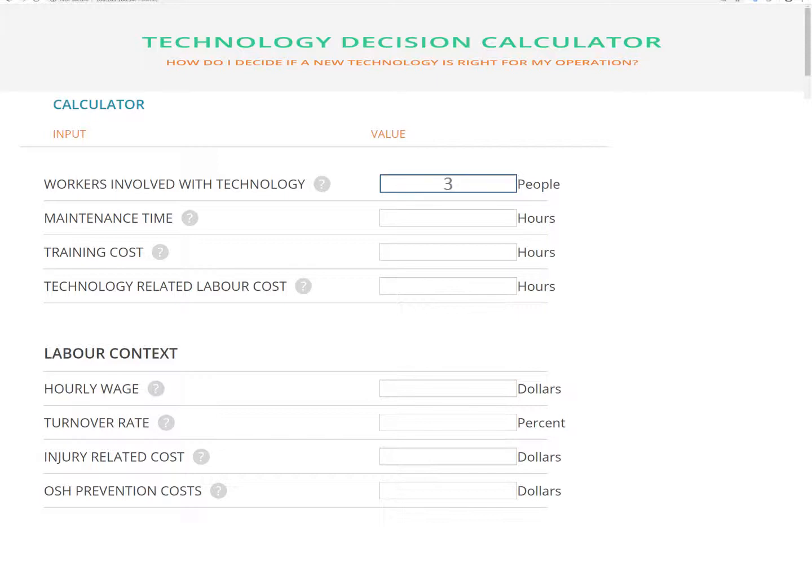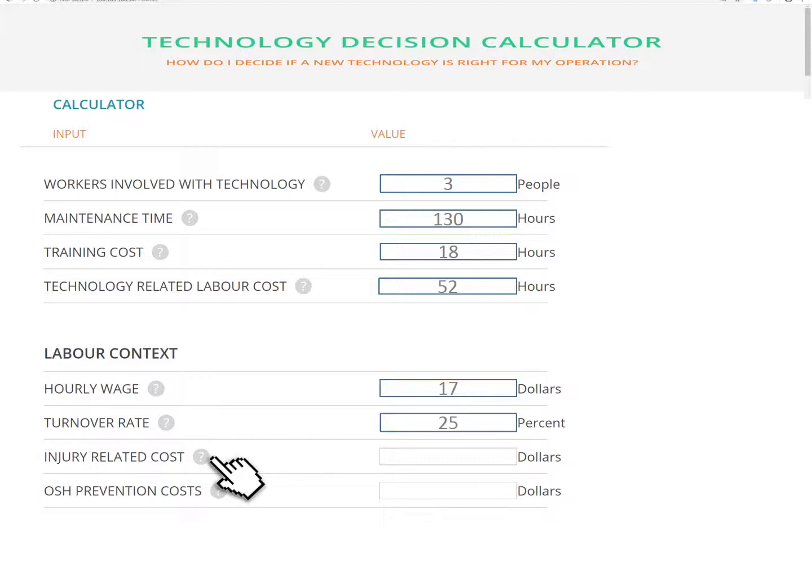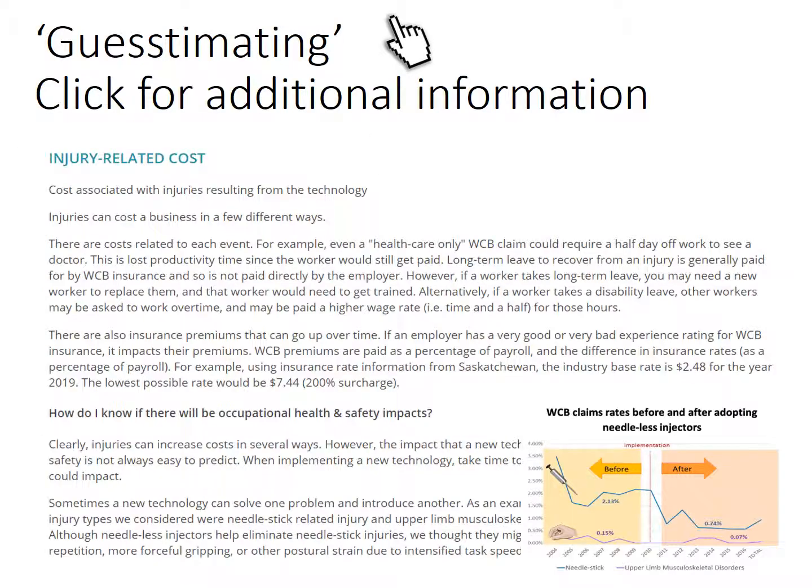So I click on that for the monthly pay, training costs, technology related costs, hourly wage, turnover rates, and we get to an interesting part on the injury related cost. We have to be careful about filling this in, because it is usually hard to guesstimate, so you can click on learn more to get more information. So we see clearly that sometimes a new technology can solve one problem and introduce another.